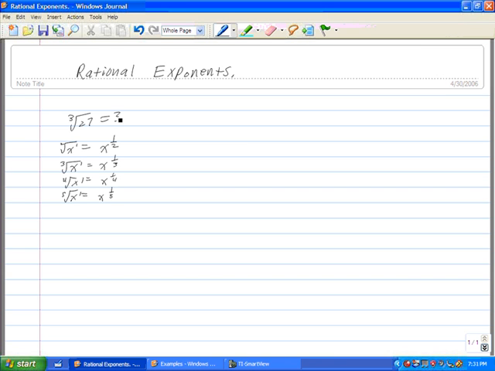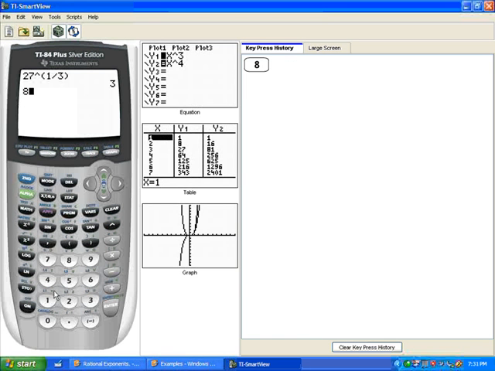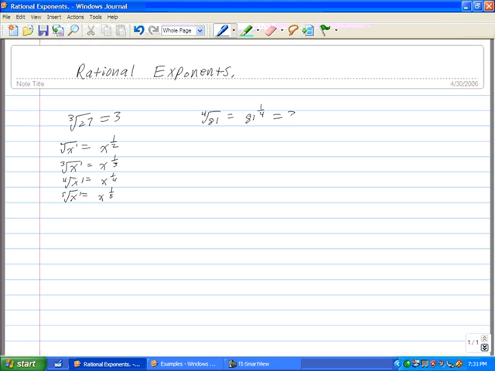Let's evaluate the fourth root of 81, which of course is 81 to the 1/4 power. On the calculator, this is easy to do. 81 to the power 1/4, and that's 3 as well. So we see that 3, when you raise it to various powers, gets higher and higher values.